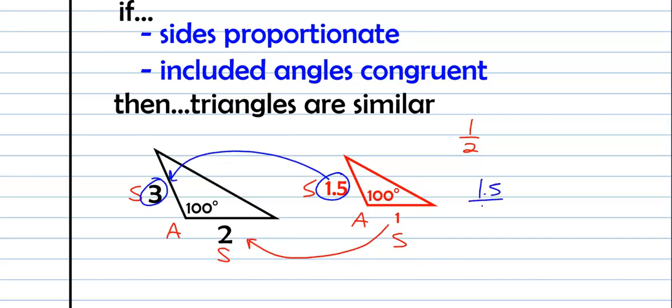I didn't talk about that much on the last example, but one thing you can do on ones like this where you have those weird decimals is start by multiplying by 2 to get rid of your decimals. So 1.5 times 2 is 3, and 3 times 2 is 6. And now you can divide by 3. So 3 divided by 3 is 1, and 6 divided by 3 is 2. Since your sides are proportionate, and since that angle in between is congruent on each triangle, then by side, angle, side, they are similar.